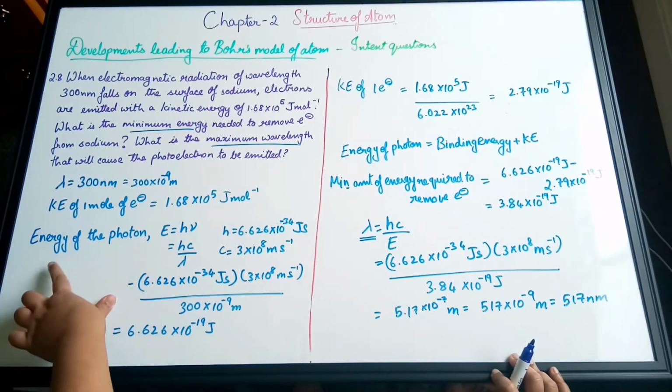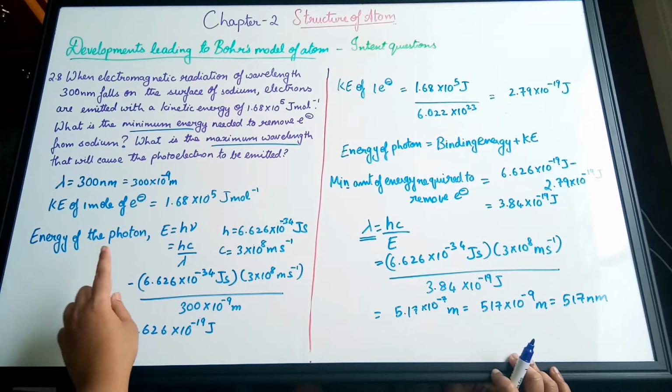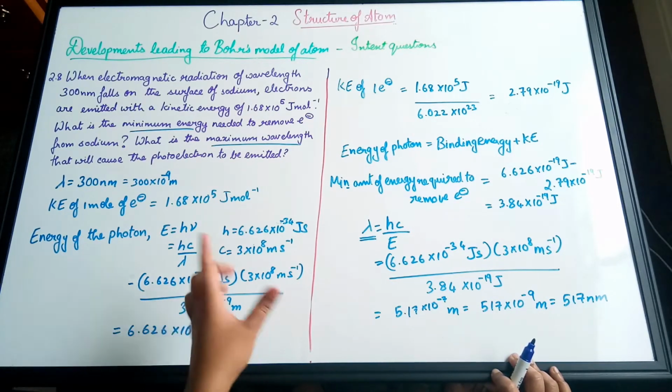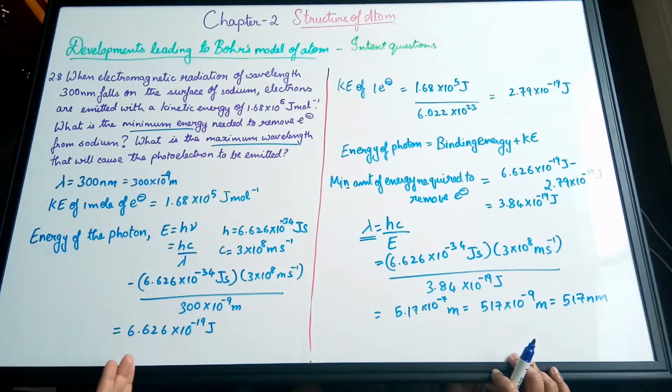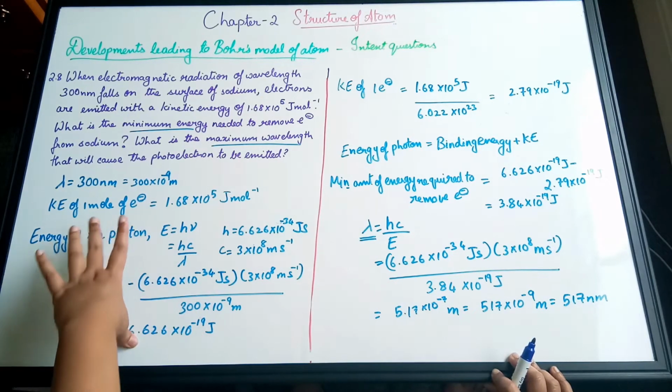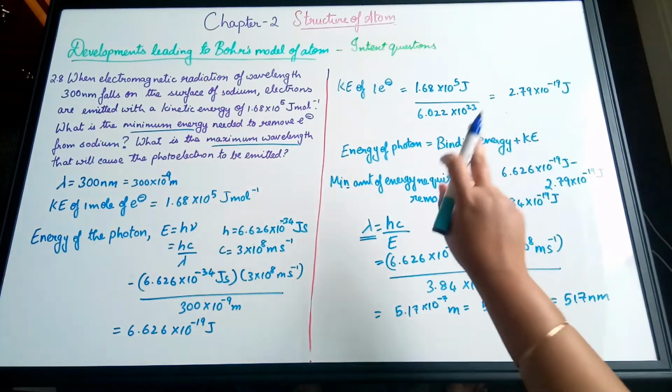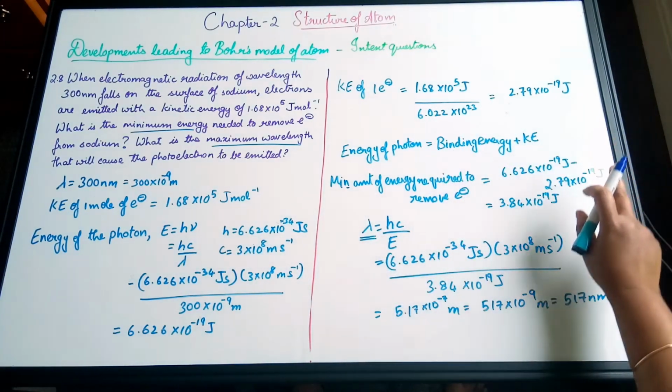From this we were able to calculate the energy of one photon, that's equal to h mu, and from there we were able to calculate the energy. And also kinetic energy was given for 1 mole. So from there we were able to calculate the kinetic energy of 1 electron.